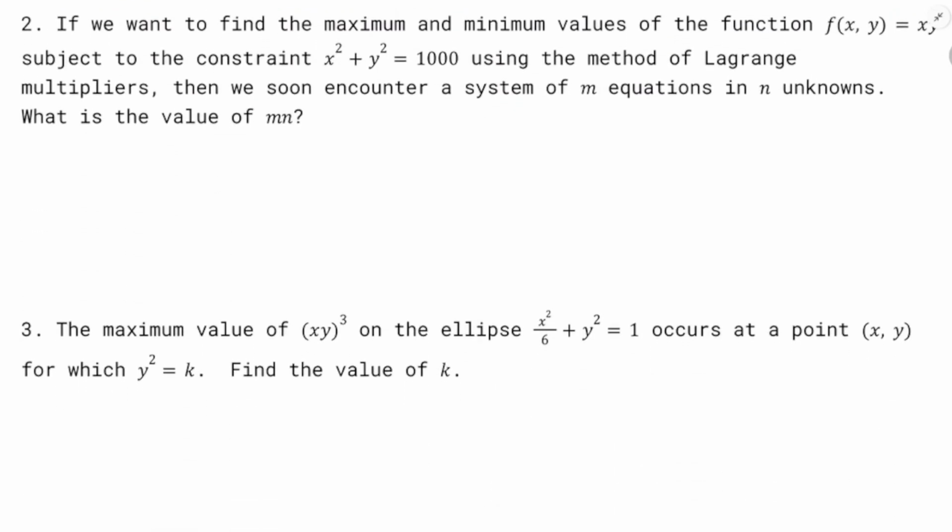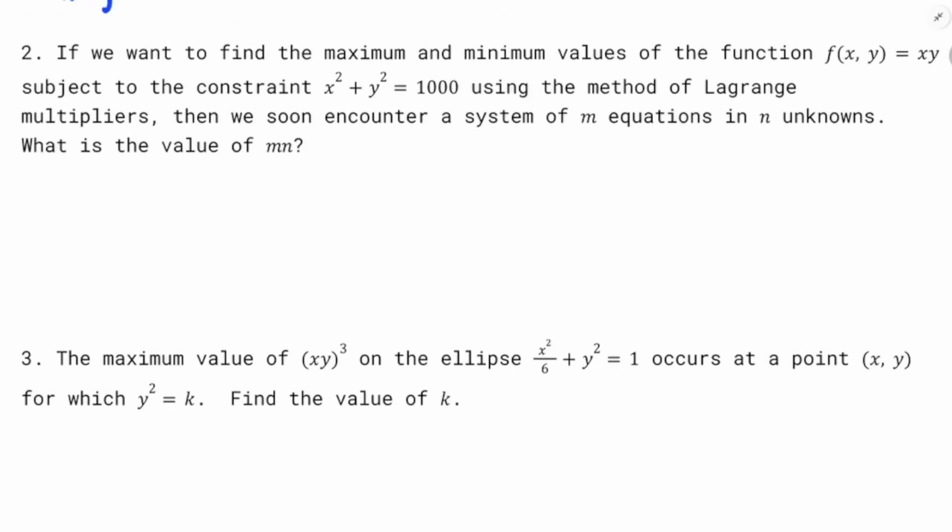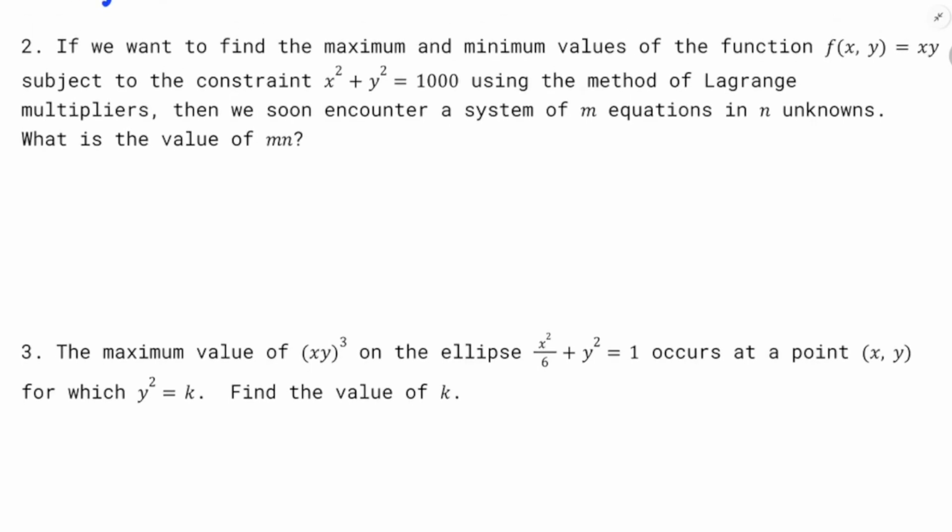We want to find the maximum and minimum values of the function f of x and y equals x times y. So that's the thing I'm trying to take the extreme of. And we're not going to actually take this one all the way.